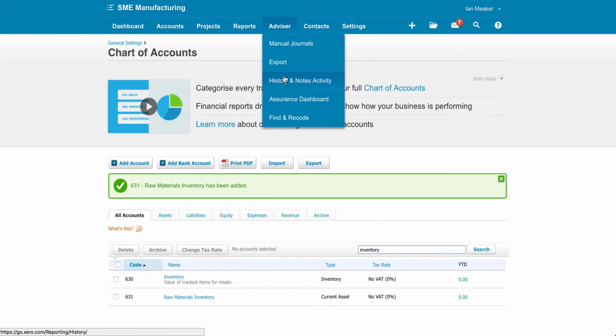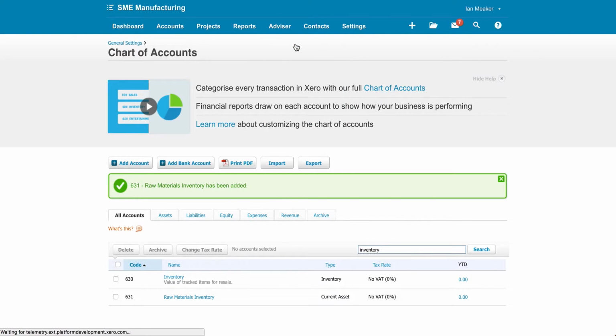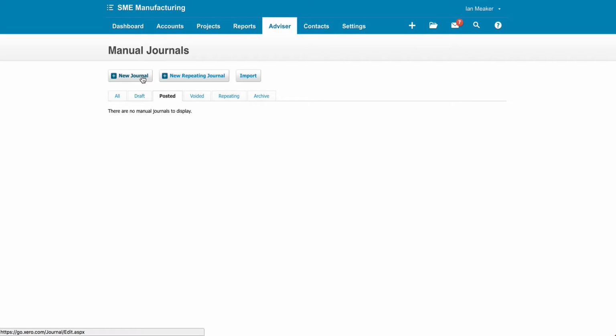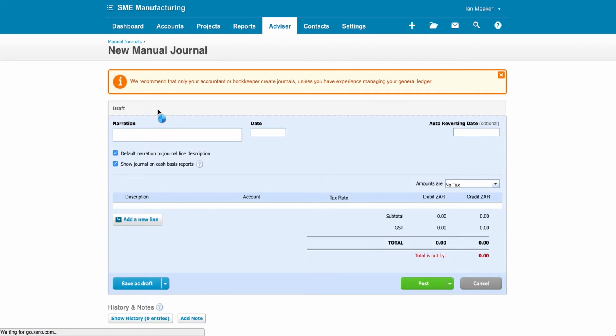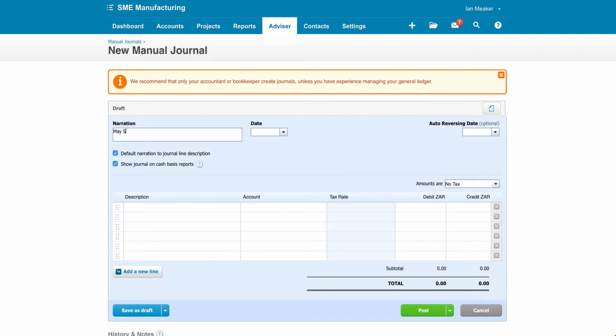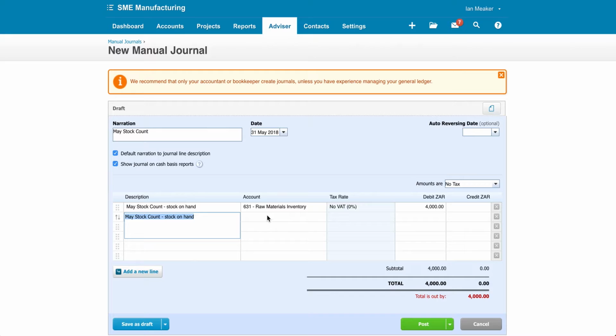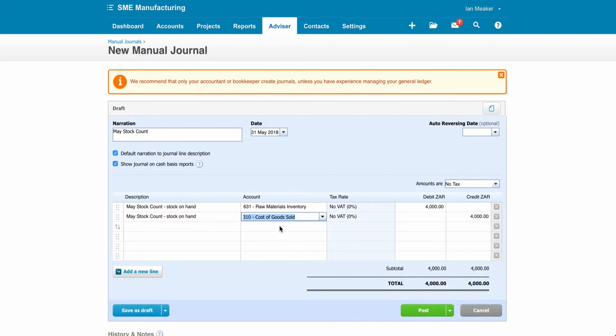And now what I want to do is I want to essentially move some of those costs which I've got on my profit and loss over to the inventory. So I'm going to put in this journal here, and what I'm going to say is my May stock count, and that will be at the 31st of May. What we're saying here is stock on hand. And we're going to increase our inventory on hand based on our stock count, and we said 4,000 is what we've got on hand. And that needs to come out of our cost of goods sold. We put everything there to start, and now we're going to pull out of that account. And I'm going to post that journal.